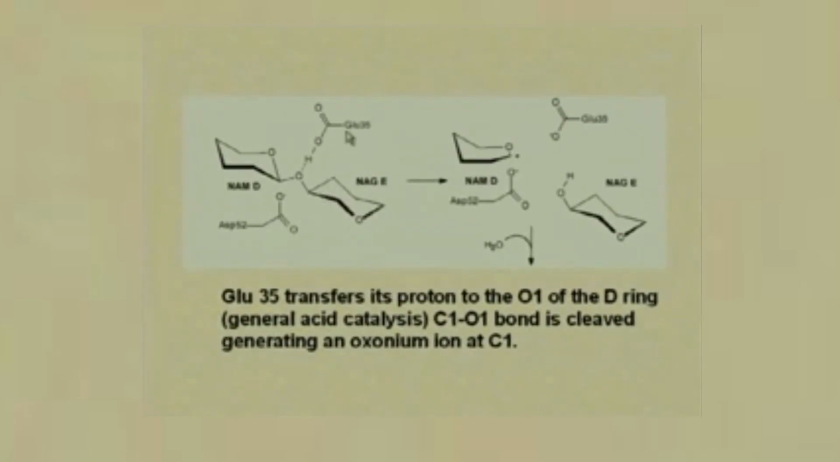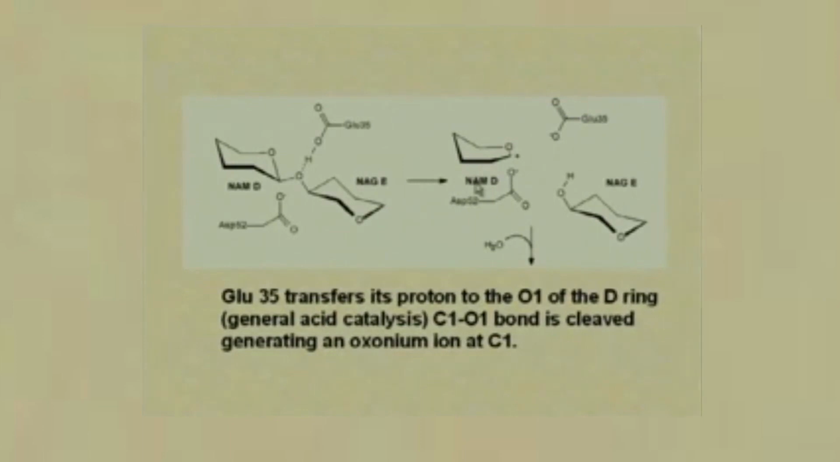Now, we have the two residues, glutamic acid 35 and aspartic acid 52, that are the catalytic residues for lysozyme. Now, what happens here is this OH, what is this OH? Where has this come from? Glutamic acid. It can act as an acid because it basically is an acid. So, what happens is it then cleaves the linkage between the NAG and the NAM.